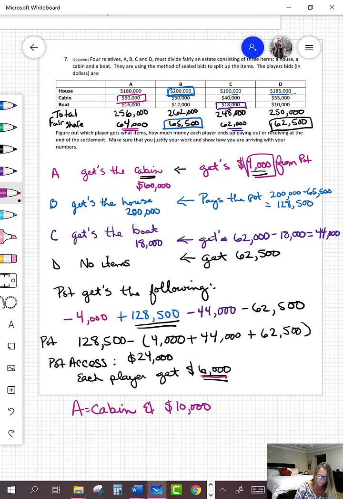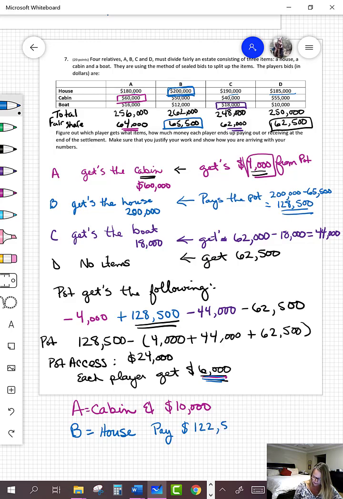So player B is going to get the house. Let's figure out how much he's paying though. He has to pay out $128,500 originally to the pot, but he gets to then get $6,000 back. So $128,500 minus the $6,000, so that's $122,500 he has to pay.